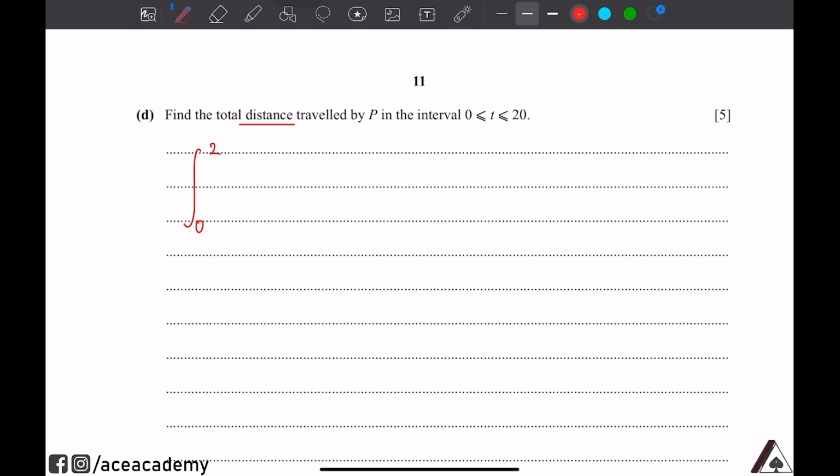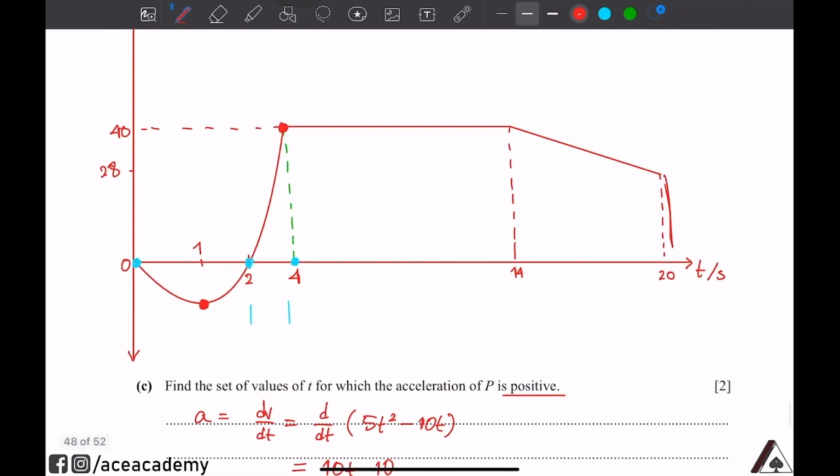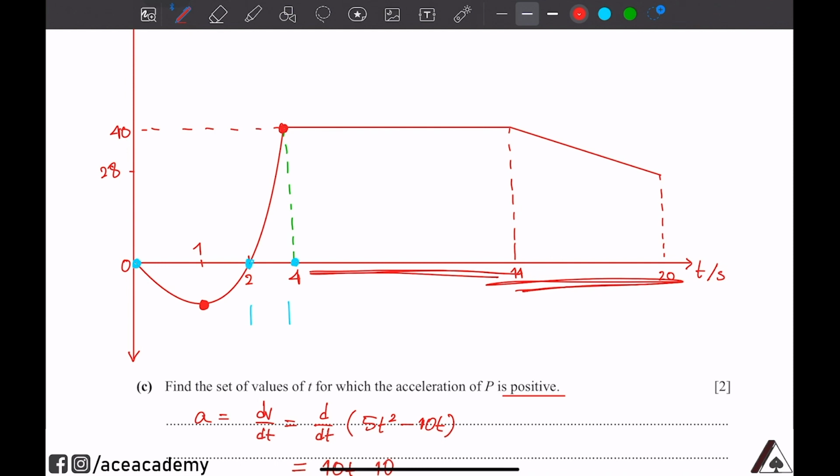So we have the integral from 0 to 2 of velocity with respect to t, and so the absolute value of that, because that's going to be a negative area, plus the integral from 2 to 4 of velocity with respect to t, plus the area of that trapezium that we were talking about. So let's see. This height, this distance is 28, and this distance is 40. Whereas this distance is 14 minus 4, which is 10, and this distance is 20 minus 14, which is 6.